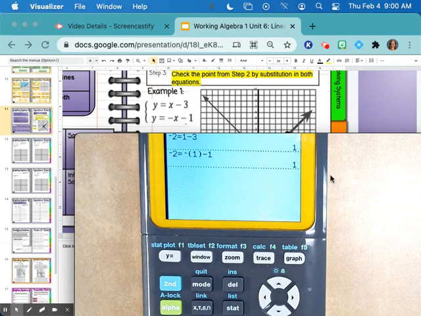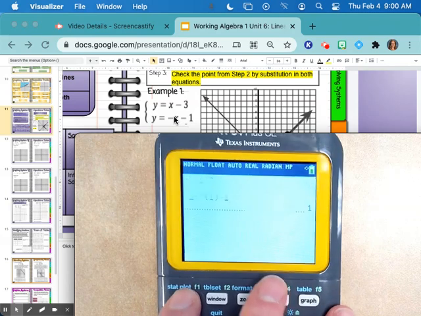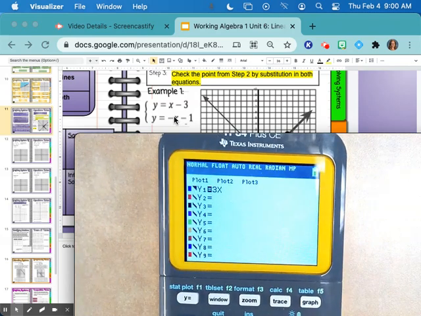Let me show you the other way of checking. We're going to put these equations into y equals and find our intersection point. So everybody go to y equals. Get your calculator. If you don't have a calculator, get one now.